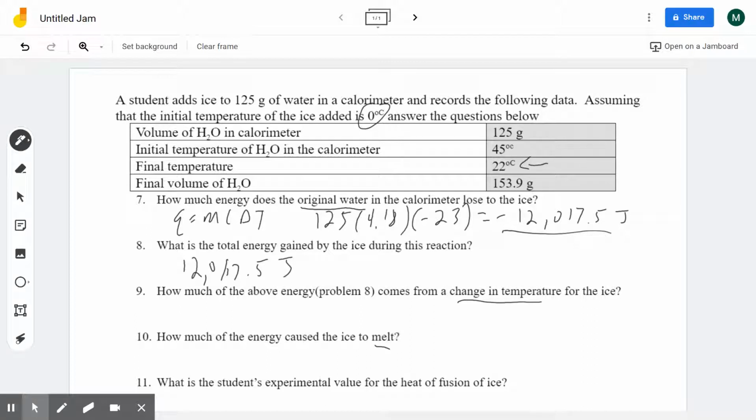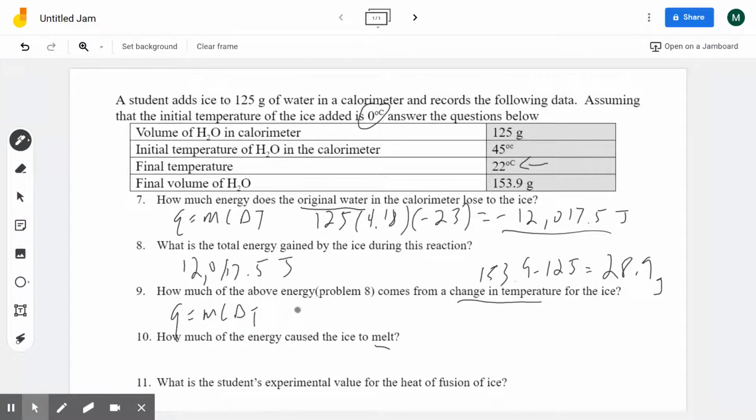So we're not going to use the 334 here for heat of fusion. We're trying to calculate it. That was the purpose of our lab. The first thing we want to do is from 8, how much was the temperature change? Well, how much ice did I have? If the water mass was from 125 to 153.9, I'm going to do 153.9 minus 125. The increase came from the ice melting. And so that's 28.9 grams of ice.